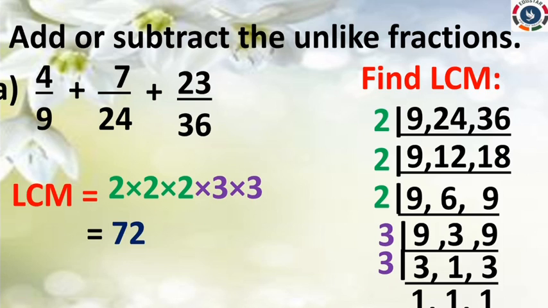So if we want to convert all the denominators into 72: 9 you want to convert into 72, 24 you want to convert into 72, and 36 you want to convert into 72. So what you want to multiply with each number to get 72, that we are going to find now.